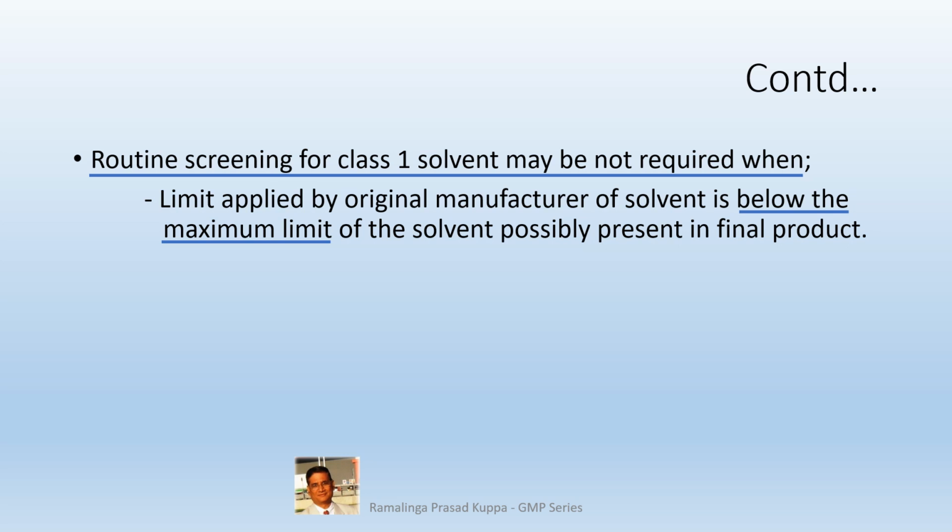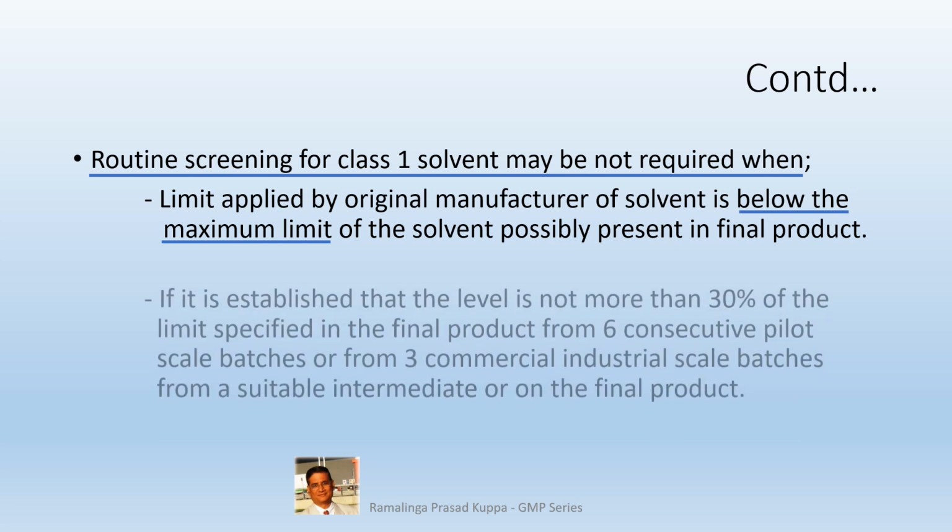Generally, benzene content in toluene is controlled at around 300 ppm. This value will give a comfortably low level, below the maximum limit of not more than 2 ppm in the final product.